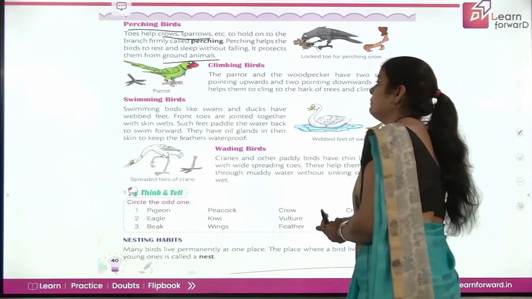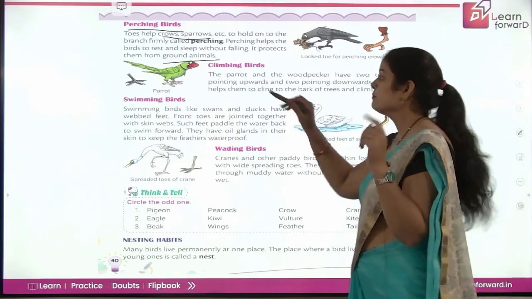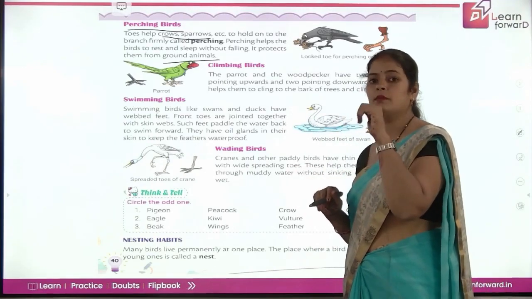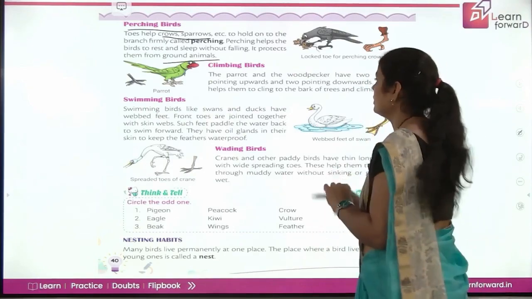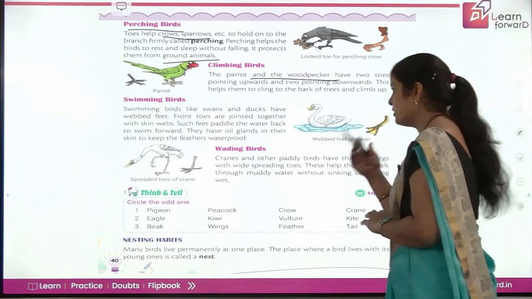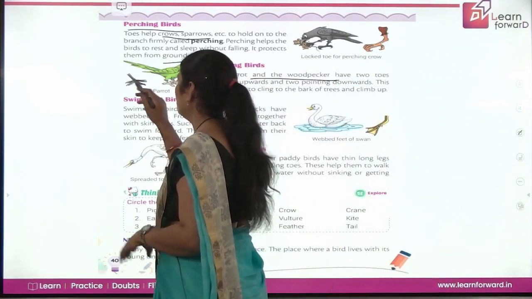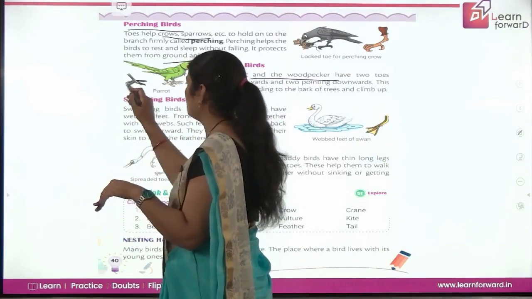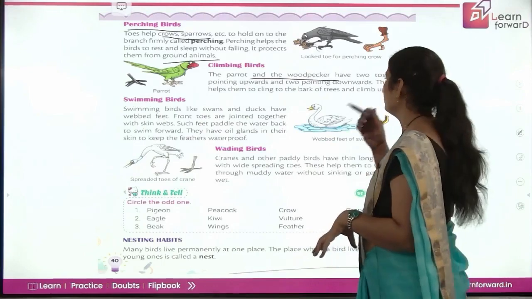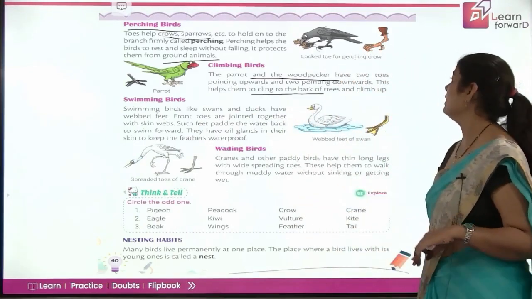Okay. Now climbing birds. So remember in the first or second or third slide, I've told you that the beak of the parrot, because it is a curved beak, helps the parrot to climb the branches. So climbing birds, the parrot and the woodpecker, have two toes pointing forward and two in the backward. Means these two are forward pointing and these two are backward pointing. So this is climbing birds. They can climb the trees. This helps them to cling to the bark of the trees and climb up.